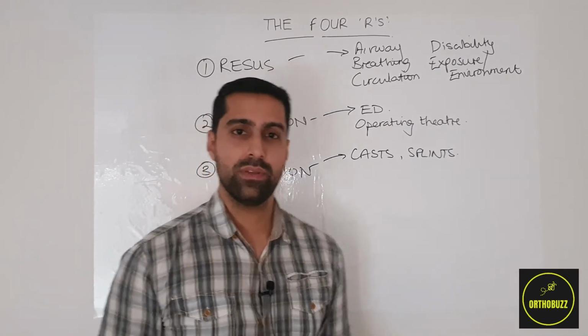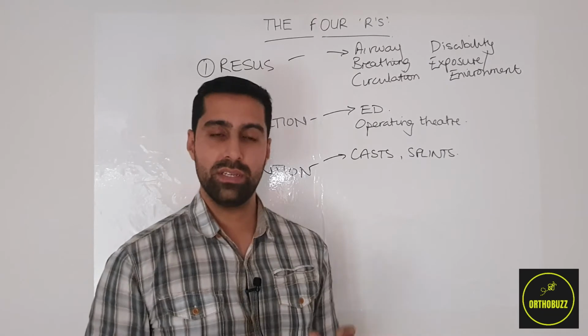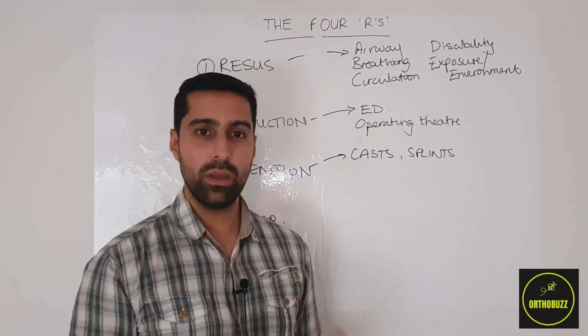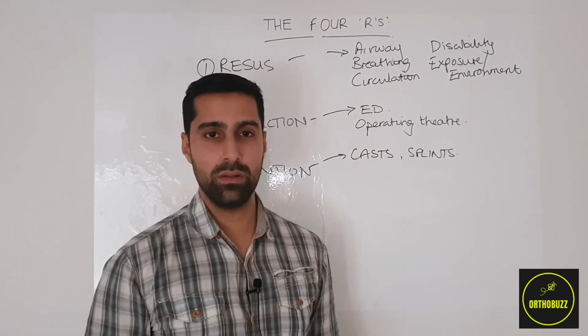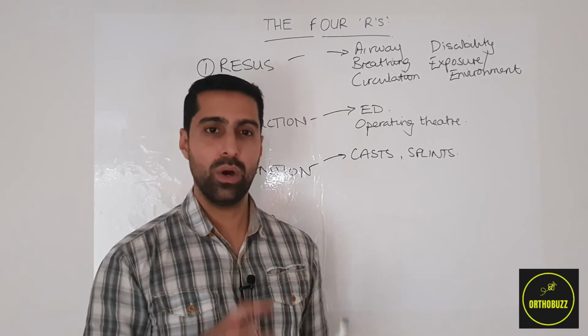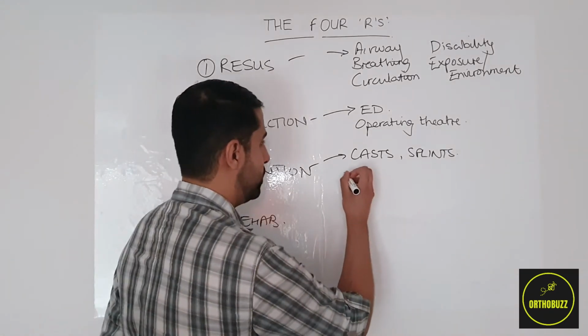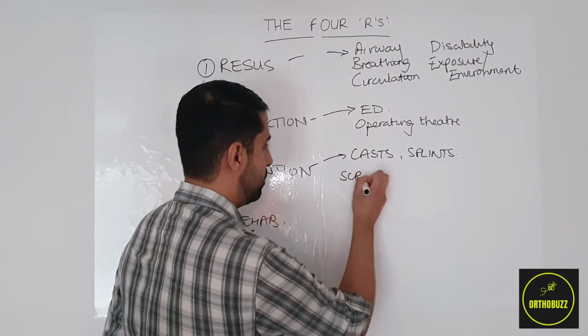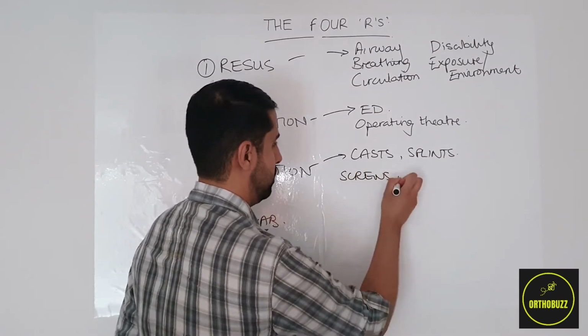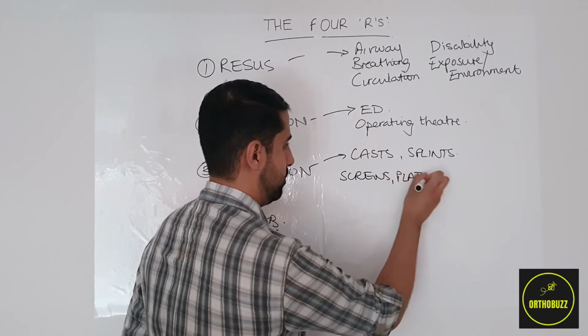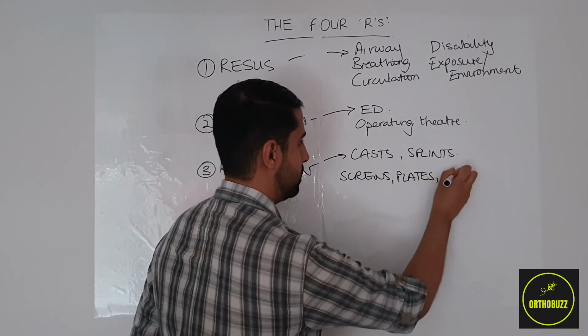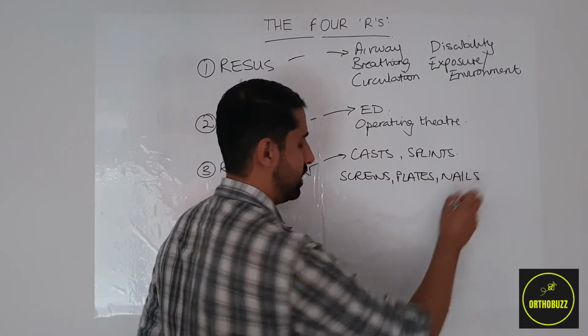So once we have reduced the bones, having directly visualized them, we can use a number of orthopedic implants to try and hold that reduction, hold the bones in the correct position for them to heal. These include screws, plates, nails, and so on.